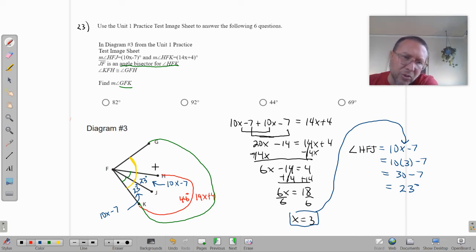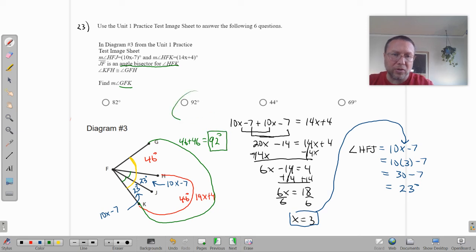Well, it said that these two are equal to each other. So if this is 46, then this is 46. And what we're looking for in the end is the whole thing. So I'd have to add these two together. So 46 plus 46 would give us 92. So that would be our final answer. So a similar problem is 22. 22 is the same idea, but with segments. 23 is kind of the same idea, but with angles. Pause here, we just got a couple left.